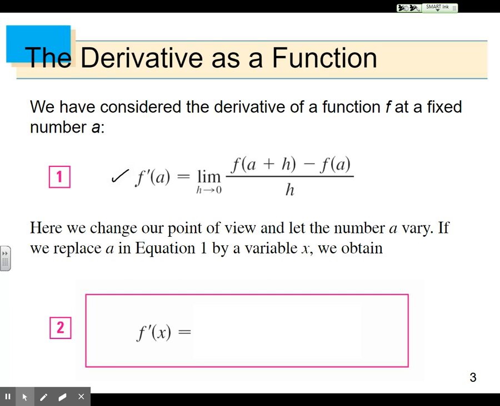But what we're going to do is change our point of view and let a vary. We're not really interested in what it's doing at a number, but what it's doing in general over the function. So I'm going to replace a with an x, and that's going to be the equation that we use going forward. Now it's just going to look like this: the limit as h approaches 0 of f of x plus h minus f of x all over h.